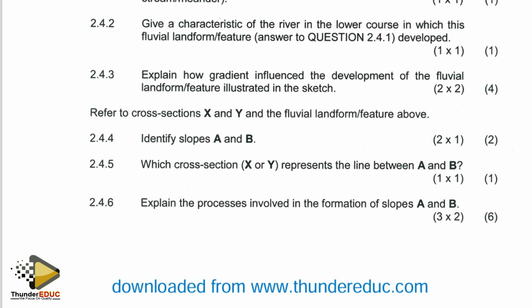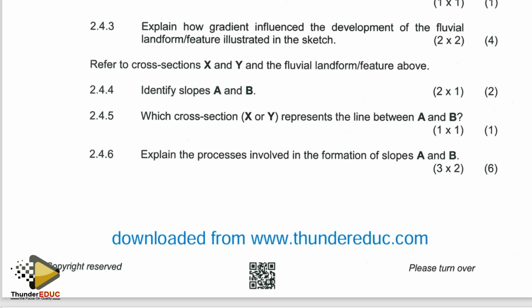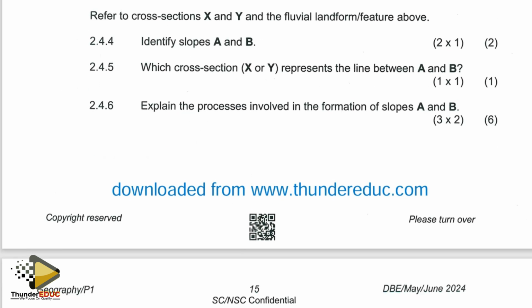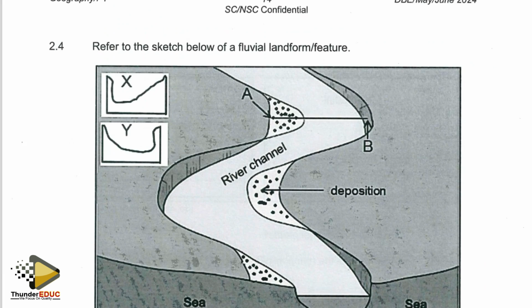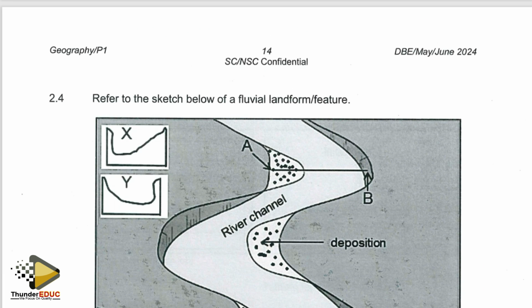Explain the process involved in the formation of slopes A and B. I think we've explained that, we just have to clarify. Slope A, which is a depositional slope, the slip-off, water flows gradually on the inner bend, and sediments are deposited on that river spot because of slow velocity. On A here, the water flows at a lower velocity and sediments are deposited, meaning the slope will have a gently sloping landscape going towards the stream, the river channel, because of deposition.